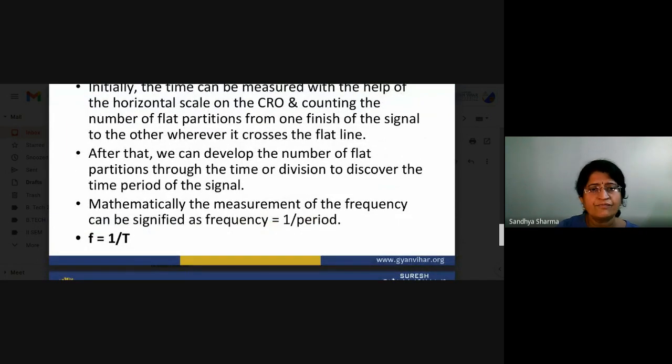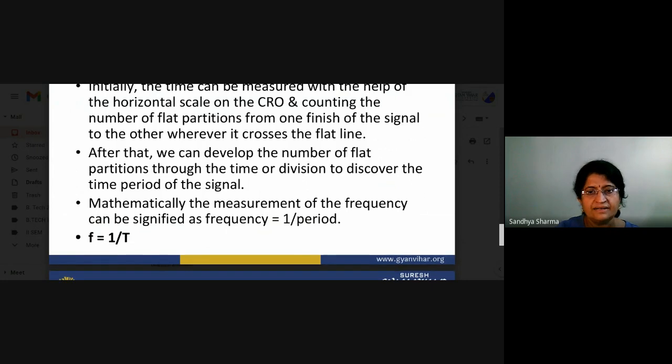Mathematically, the measurement of frequency can be written as frequency f equal to 1 upon the period. So f is equal to 1 by T.